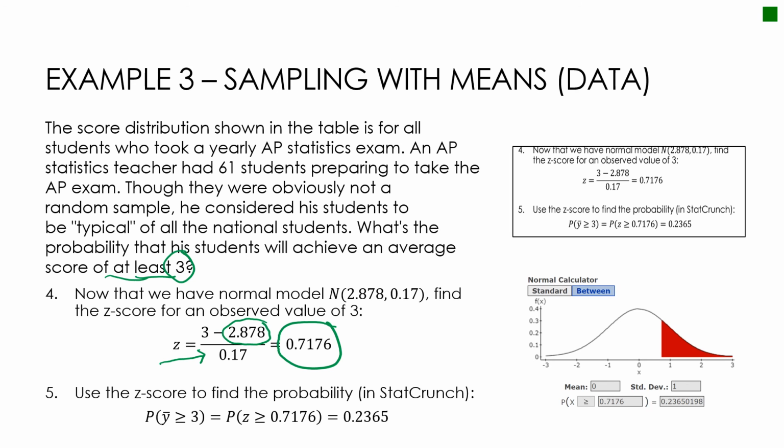And then I'm going to write my correct probability notation and say the probability that y bar is greater than or equal to 3 is equal to the probability that z is greater than or equal to 0.7176. And here is my solution, again from StatCrunch. So I'm showing you the output, normal calculator, mean of 0, standard deviation of 1. I entered in my z-score, I got out my probability.